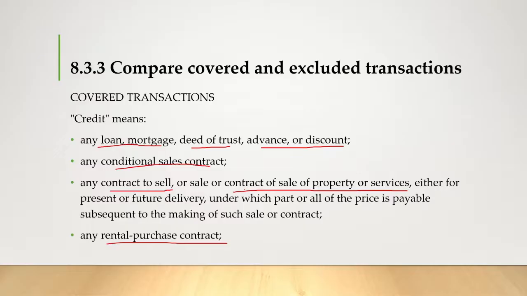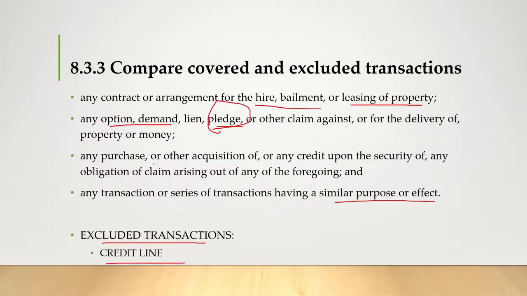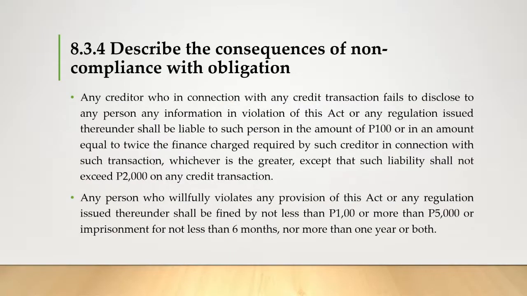So what if the creditor failed to disclose those items? Ano yung magiging consequences? So number one, any creditor who in connection with any credit transaction fails to disclose to any person any information in violation of this act shall be liable to such person in the amount of 100 pesos, or in an amount equal to twice the finance charge, except that such liability shall not exceed 2,000 pesos on any credit transaction.